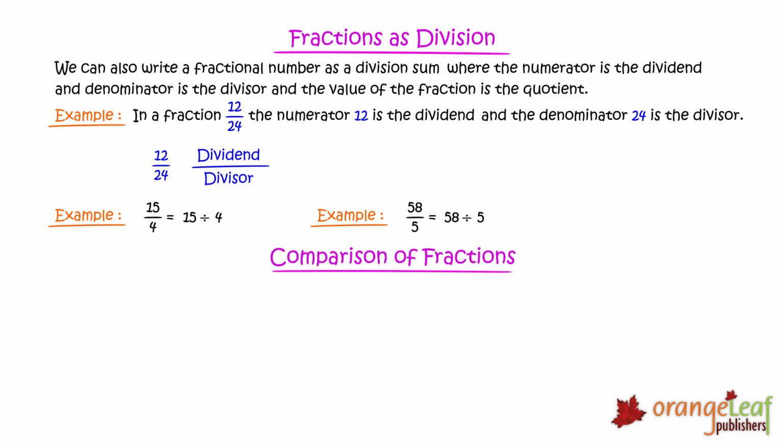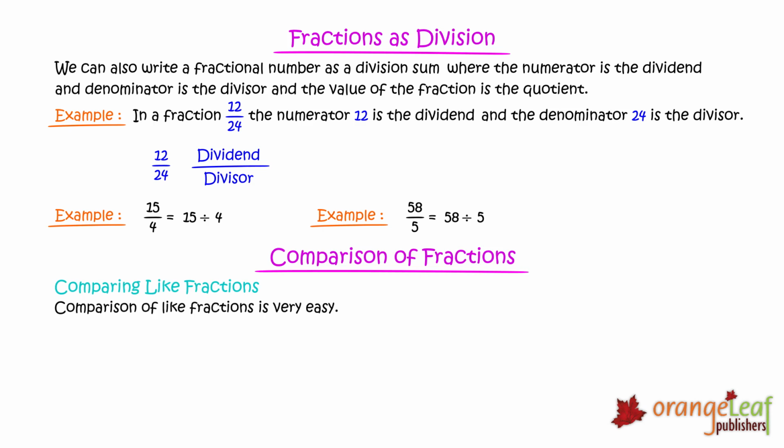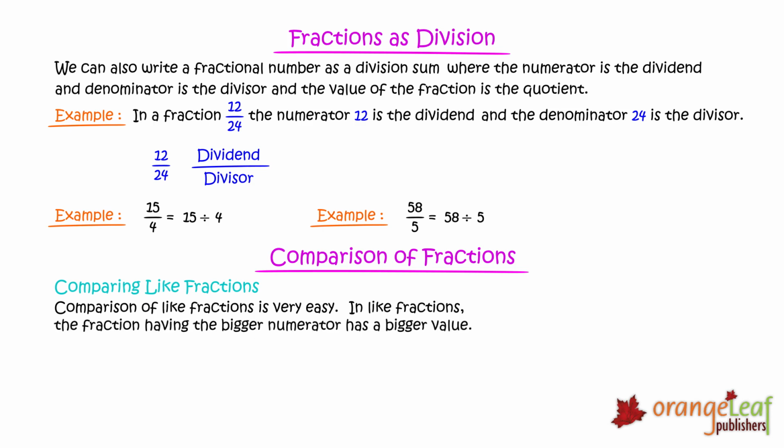Comparison of fractions. Comparing like fractions. Comparison of like fractions is very easy. In like fractions, the fraction having the bigger numerator has a bigger value. Compare 2 by 7 and 4 by 7. 2 and 4 are the numerators. 2 is less than 4, so 2 by 7 is less than 4 by 7.